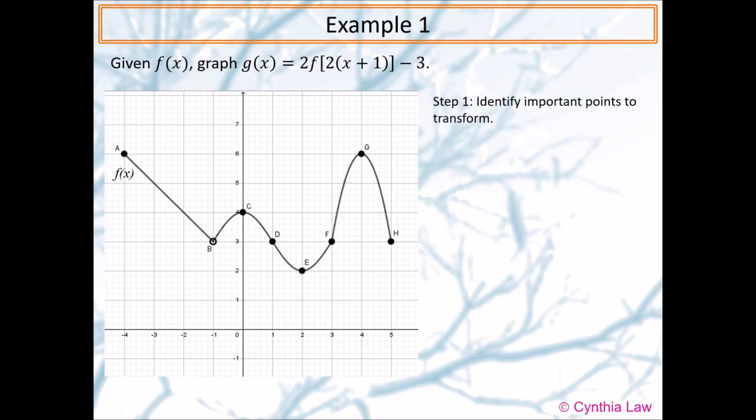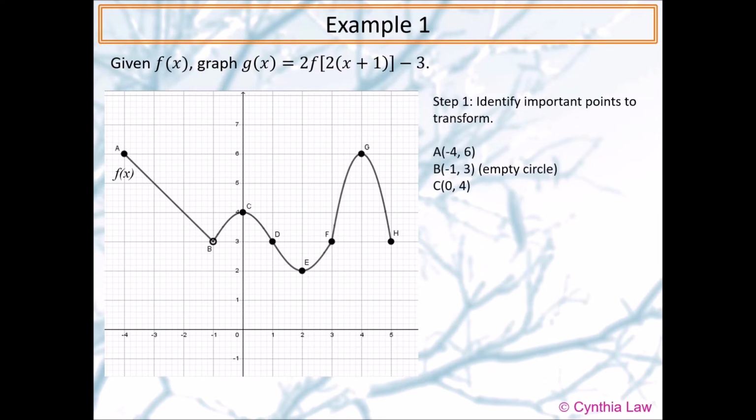So there are 8 points that I have identified. You can see we want the start point, the end point, and whenever there is some change going on within the curves or the lines. So point A is (-4, 6). Point B is an empty circle, which means it's excluded from the function, but when we're transforming, we want to include it so that it's easier to draw. So this point is (-1, 3).